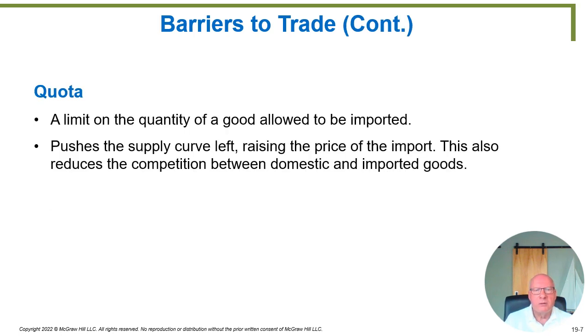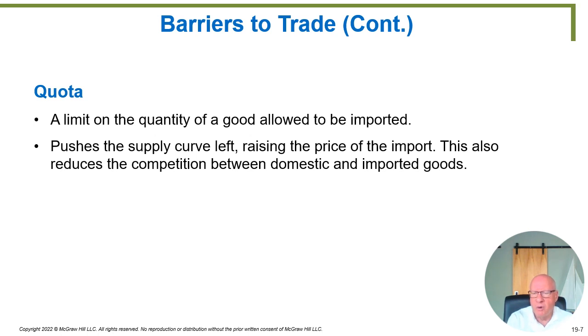And our last example of a barrier to trade, this is the third one. So we did embargoes, we did tariffs, now we have a quota. A quota is basically a loose embargo. Instead of having an absolute ban, which is what an embargo does, a quota sets a numerical limit on the amount of cars, or whatever good, that can be imported.